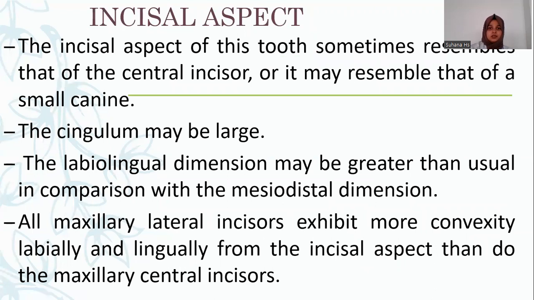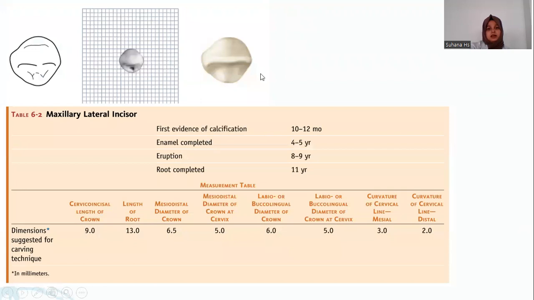The incisal aspect of this tooth sometimes resembles that of the central incisor, and it may resemble that of a small canine. The cingulum may be large, and the labiolingual dimension may be greater than the mesiodistal. All maxillary lateral incisors exhibit more convexity labially and lingually from the incisal aspect than that of centrals. This is the incisal aspect.